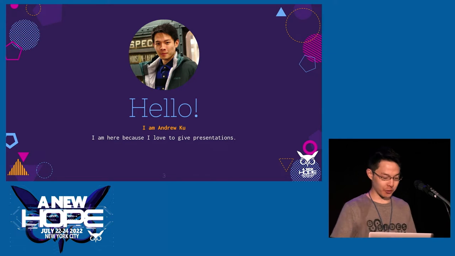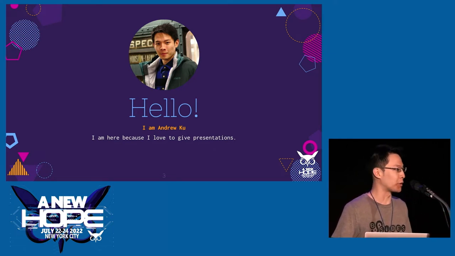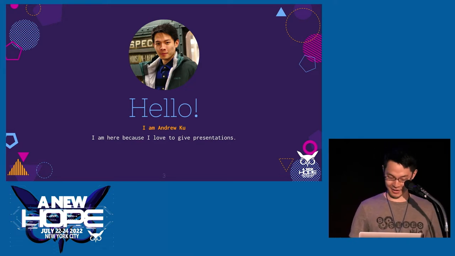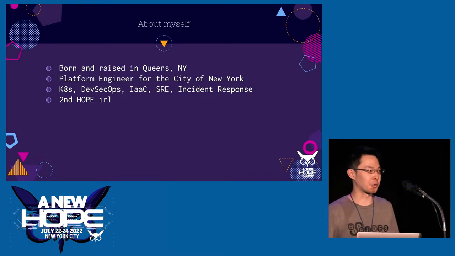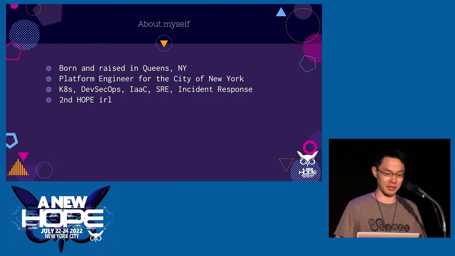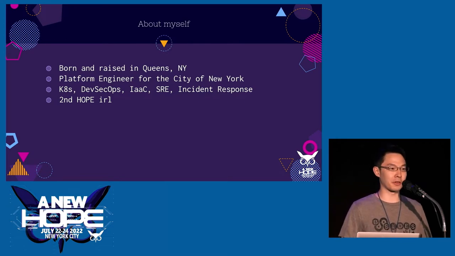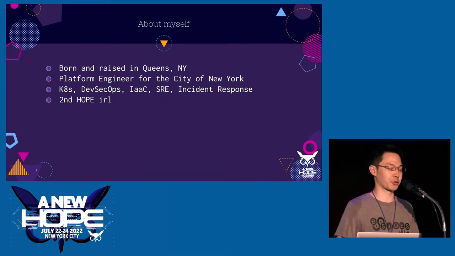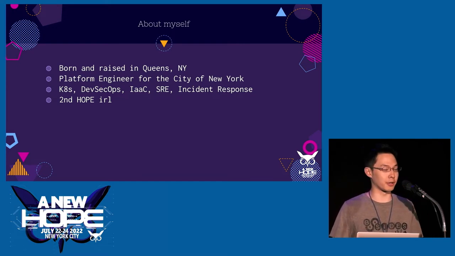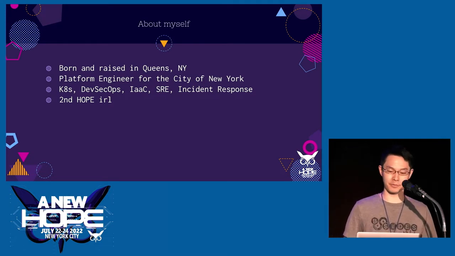My name is Andrew Koo. I'm here because I love to give presentations, or if you speak Minion, bellow. So a few things about myself. I was born and raised in Queens, not too far from St. John's University. I'm currently a platform engineer for the city of New York. Some of the things that I do day-to-day involve Kubernetes, DevSecOps, infrastructure as code, site reliability engineering, and incident response. And this is my second HOPE in real life.